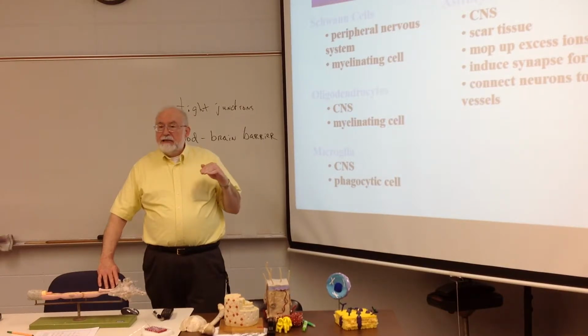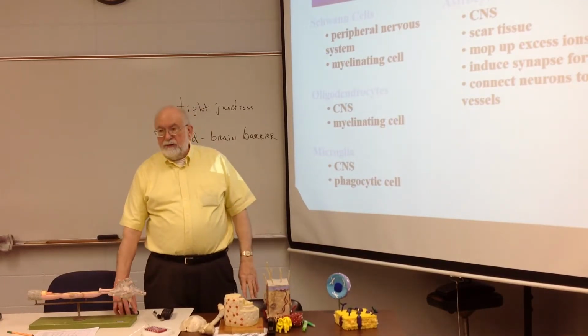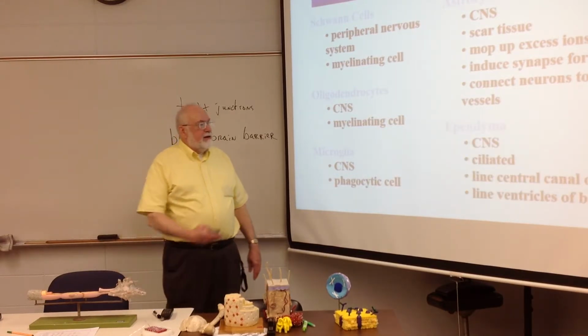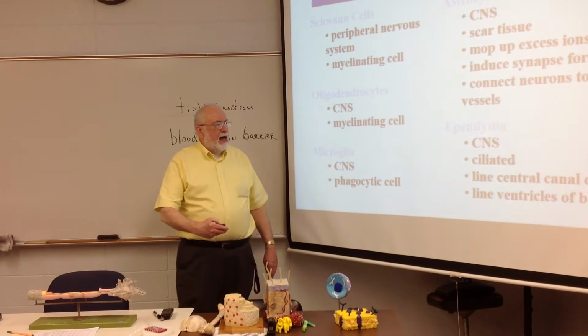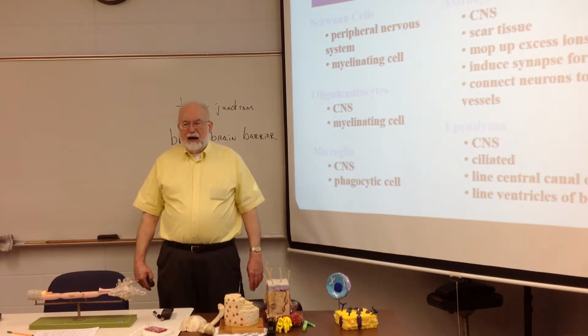So if, let's say, someone has had a stroke, their neurons have been destroyed, and neurons don't regenerate. So once they're gone, they're gone. They'll replace the scar tissue, in this case, this collection of astrocytes. And then, of course, the ependyma, those are the ones that line the ventricles of the brain and the central canal in the spinal cord.